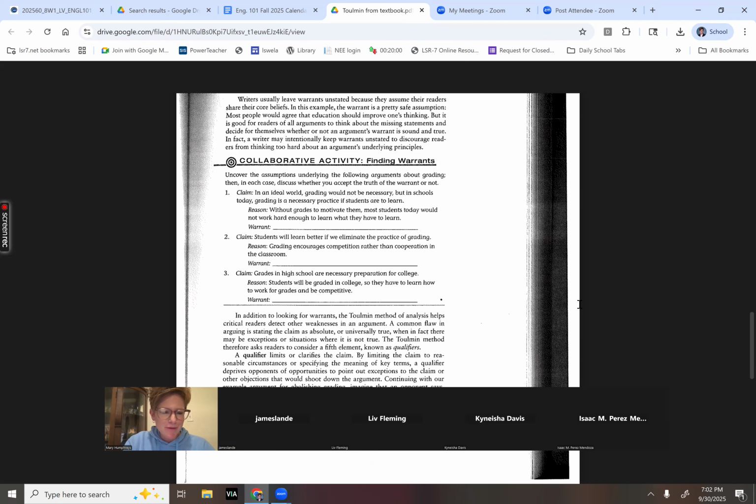And so the next page does give us an opportunity to practice warrants. And so here's where I'm going to need you to be vulnerable, be brave, and let's talk through it. So it says, uncover the assumptions underlying the following arguments about grading. Then in each case, discuss whether you accept the truth of the warrant or not.